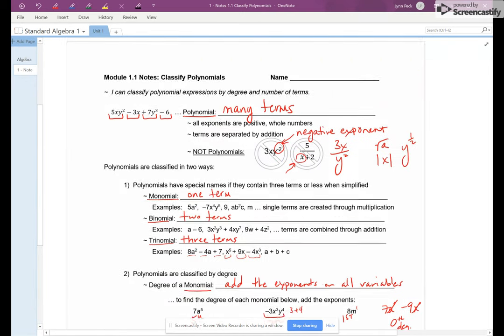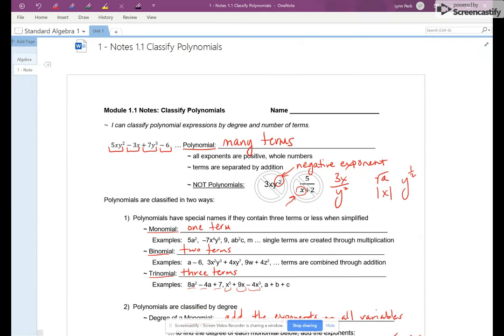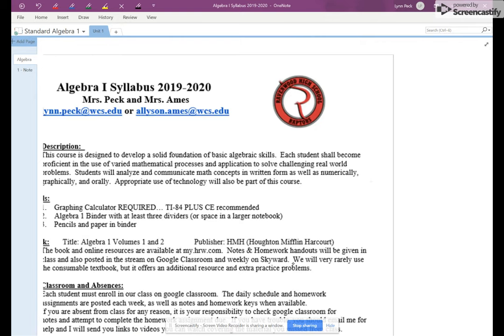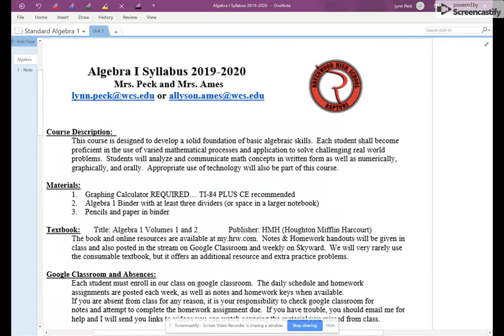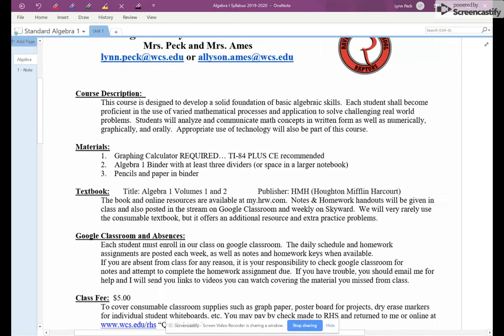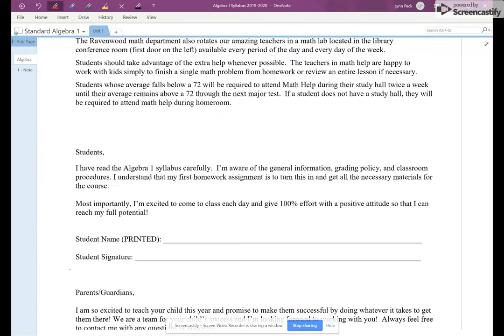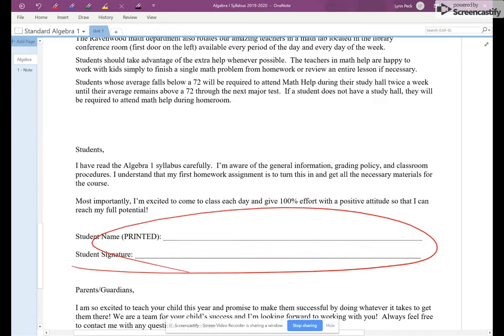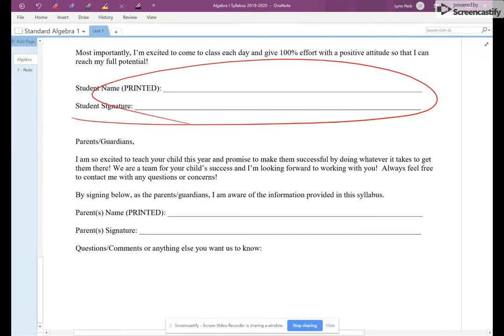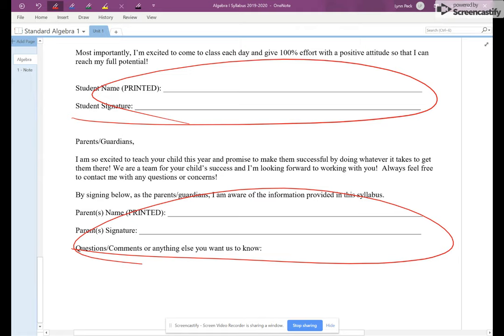Don't forget, the second part of your homework is to get that syllabus that you got in class on Monday signed. Read through it, make sure you understand anything. Come in with questions on Monday if you have them. You need to read through it and sign in the first part here. That's where the students sign. And then make sure your parents have read through it and signed it on the bottom.